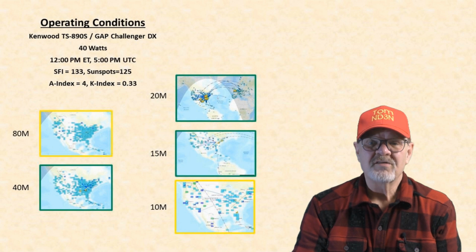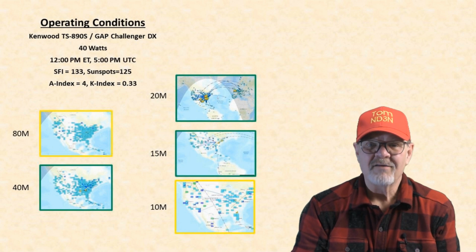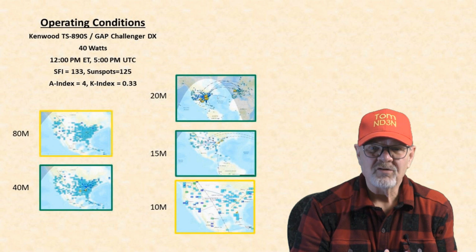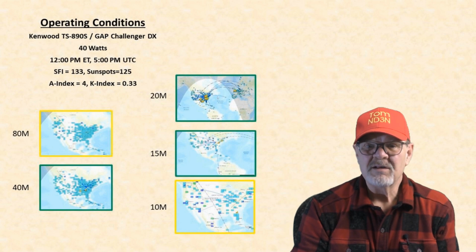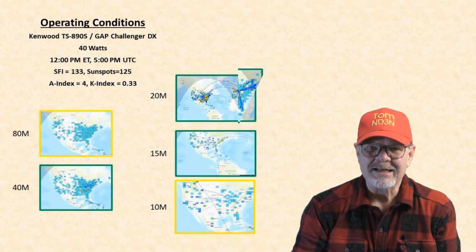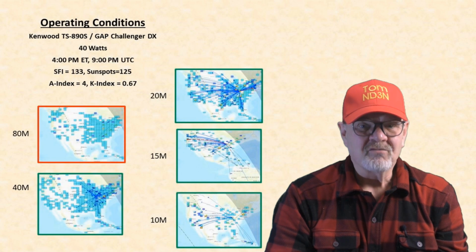From this, you can see that 80 and 10 meters have only onesie-twosie reports, while 40, 20, and 15 meters show good activity.